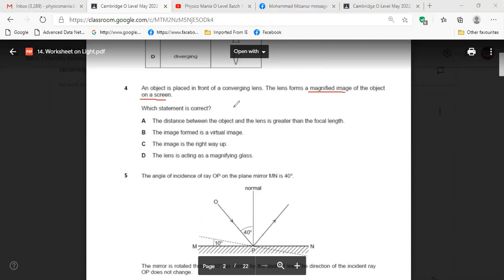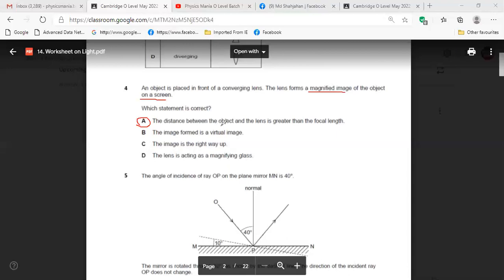Yes, sir. So if it is not on the screen, then we could take the last one, like the lens is acting as a magnifying glass, or the image is right way up, or it is virtual image. But it's on the screen. So we cannot take B, we cannot take C, we cannot take D. So what can we take? We can take A. The distance between the object and the lens is greater than the focal length. Is it clear? Yes, sir.